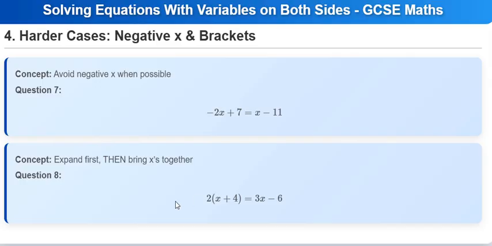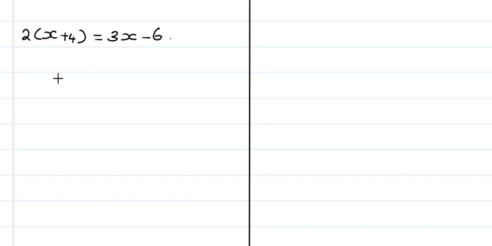Can we try the last example, where we have to first expand the brackets, then solve the equation? So we have 2 into x plus 4 is equal to 3x minus 6. The first step here is to expand the brackets. And if you don't know how to expand the brackets, you can review my lesson 1. I showed how to expand these brackets there.